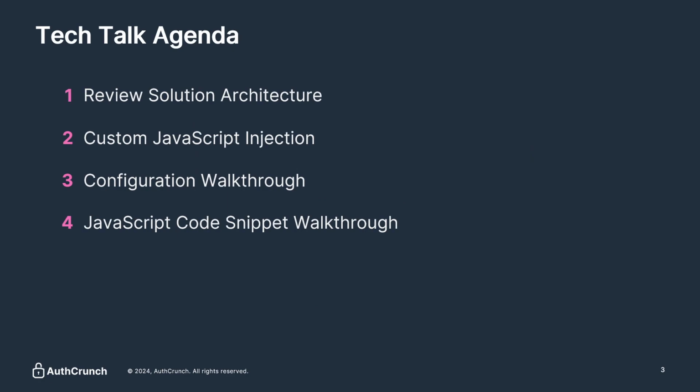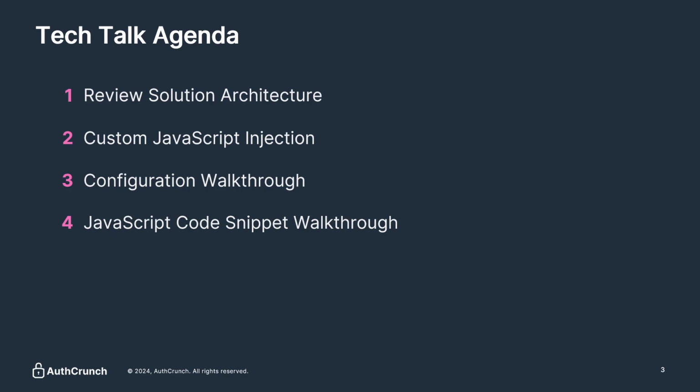Now, here's the agenda for today. First, we'll review a solution architecture diagram for conditional JavaScript login redirect. Second, we'll learn about custom JavaScript code injection by the authentication portal. Next, we'll review the sample configuration, and after that, I will walk you through a JavaScript code snippet used for redirecting users. Finally, I will show you an end-to-end demonstration of the authentication flow and the redirects.